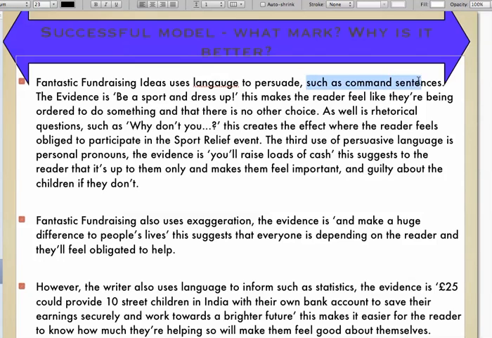So it starts with a point, command sentences, gives the evidence, be a sport and dress up, and that's your quotation, absolutely essential, you get your quotation in for the language question. And then look at this is the interesting bit. This makes the reader feel like they're being ordered to do something, that there's no other choice. I mean, that's not brilliant, is it, in terms of linking to the text purpose? But nevertheless, it goes further than just saying, oh, this makes it stand out to the reader, or this short sentence makes the reader interested.